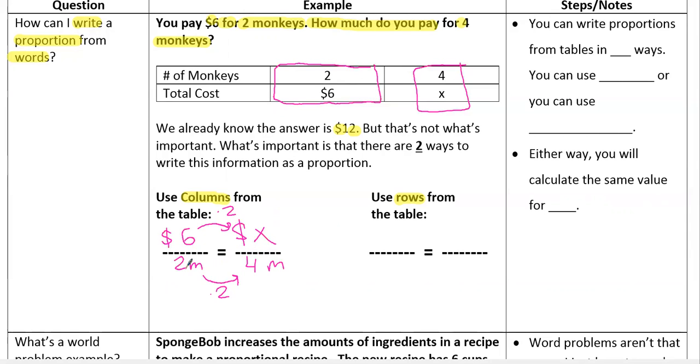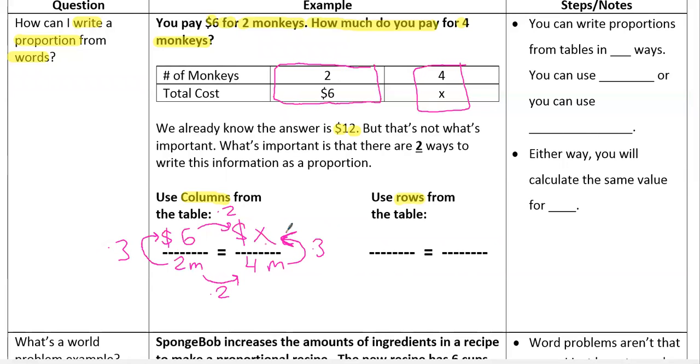You can also solve vertically. How do you get from 2, the number 2, to 6? You multiply by 3. So what do I need to multiply 4 by? Also by 3. I know we've never done this vertical thing, and I'm going to show you why it works in a second. 4 times 3 is 12 bucks.